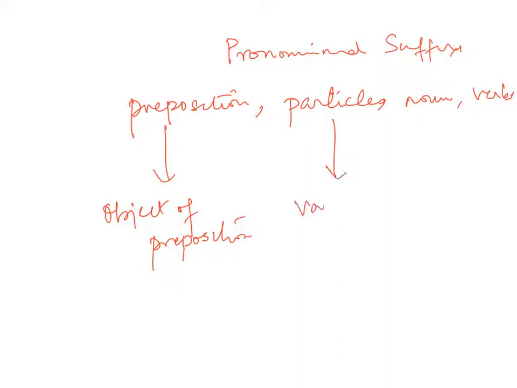When it is attached to a particle, they express a variety of relationships. It depends on how the particle is functioning in that particular sentence, so we'll keep that aside for the time being. We will deal with it as and when we deal with particles. What about nouns? When they attach to nouns, they function as possessive pronouns: my, your, our, and all of that.